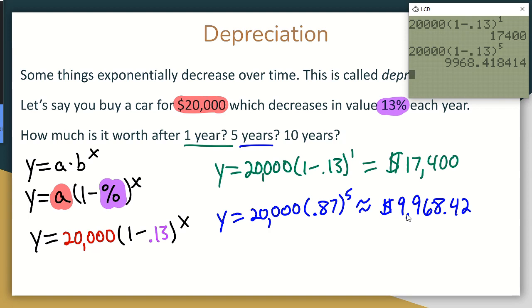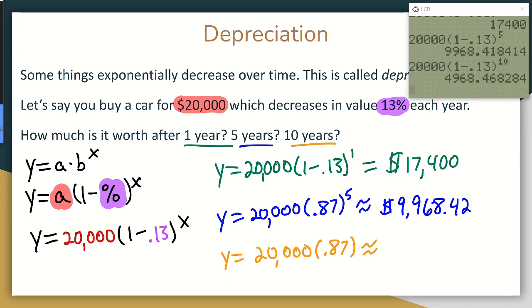And finally, we'll do 10 years. Y is equal to 20,000 times 0.87. And notice that now we have a B value. And our B value is between 0 and 1, which means we're depreciating. So when the B value here is between 0 and 1, we have an exponential decrease. So a depreciation is an exponential decrease. So now I'm going to go up and grab that and change that 5 to a 10. And we get about $4,000 or $5,000.